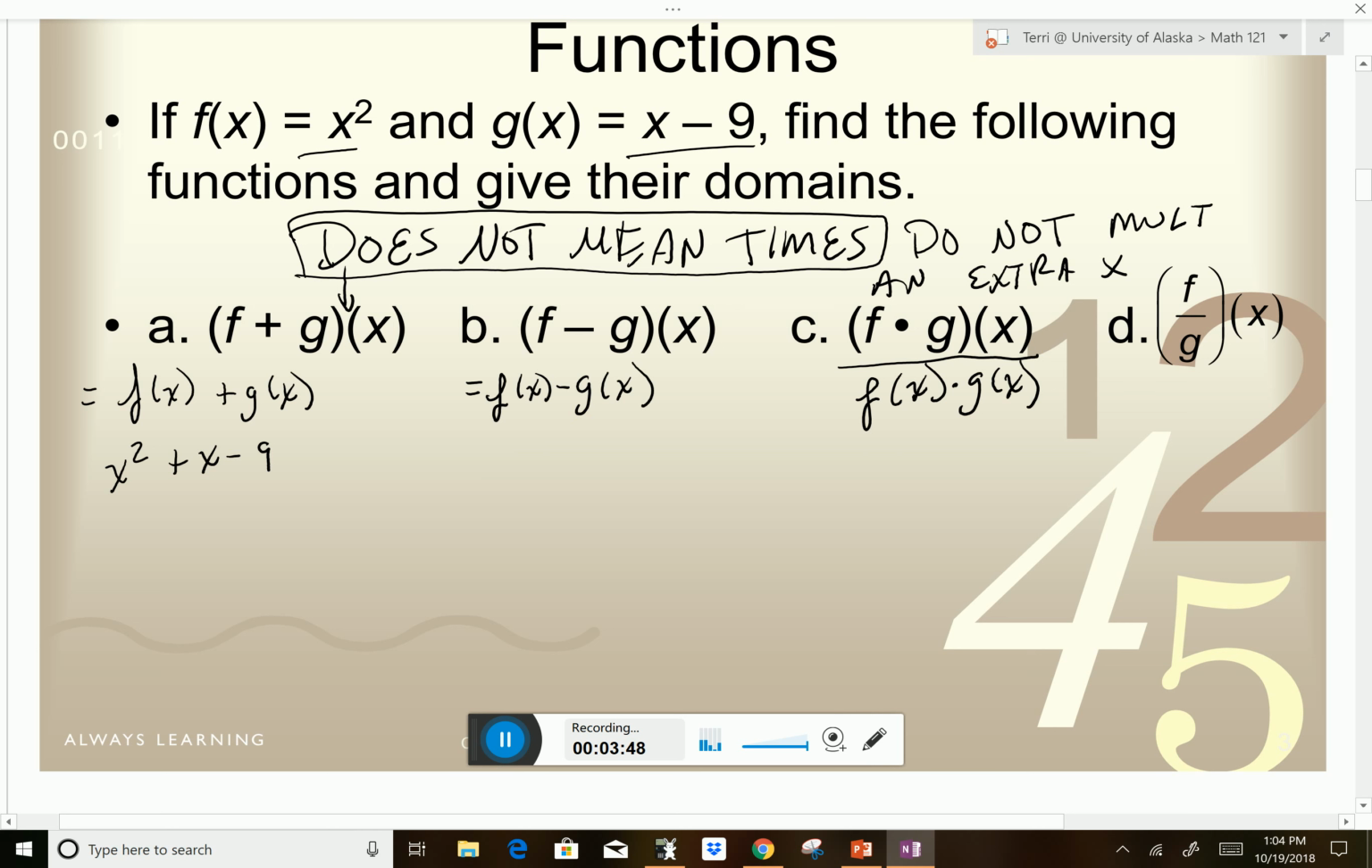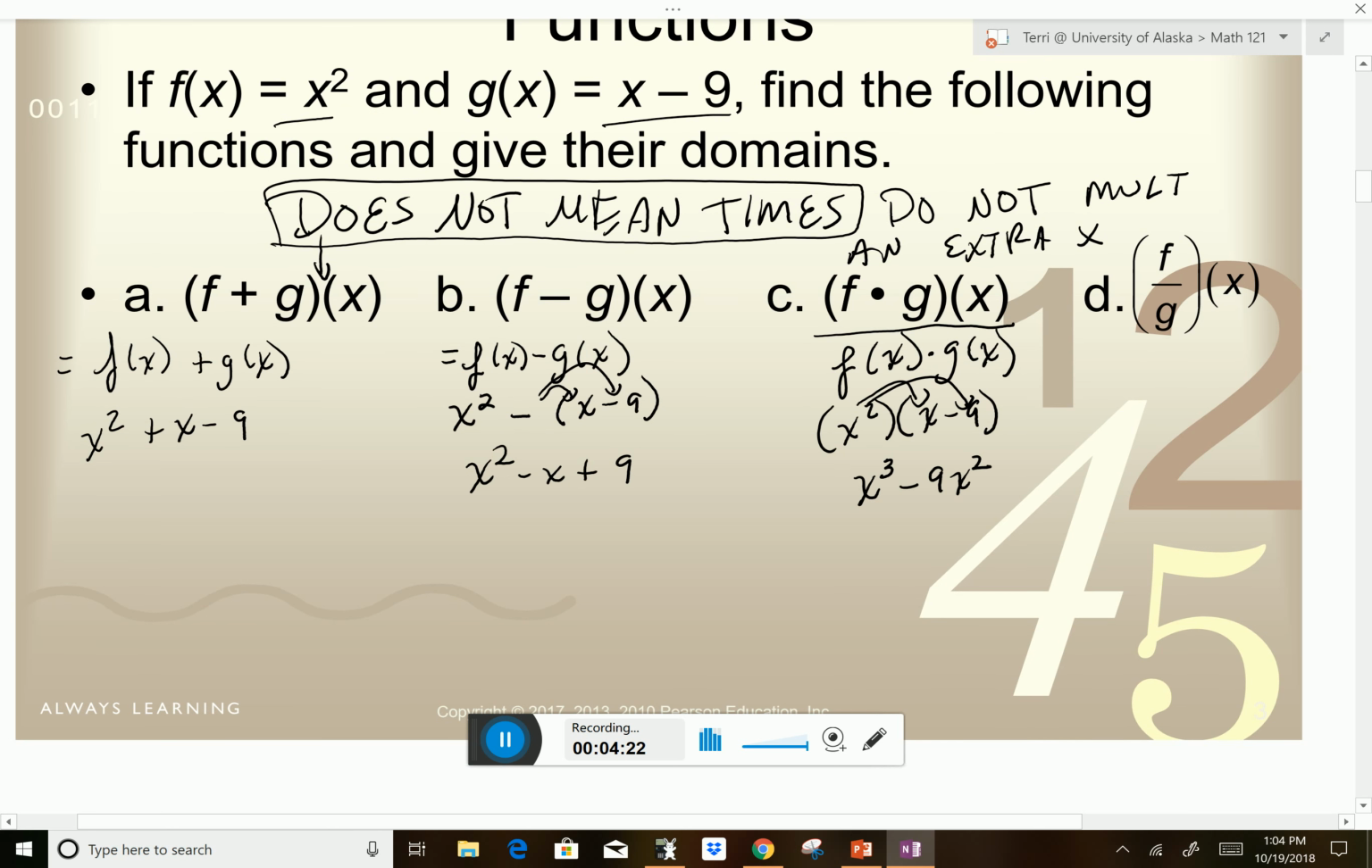So let's finish this: f of x minus g of x. x squared minus, now I have to put this in parentheses because I have a minus. And I have to remember to distribute the negative. I know I say that a lot, but you can see what that becomes. Then f times g, okay, now I'm going to take x squared times x minus 9. Now I can distribute this if I want to. x cubed minus 9x squared. And then f divided by g of x, that's just f of x over g of x.